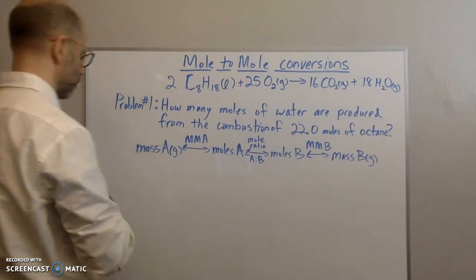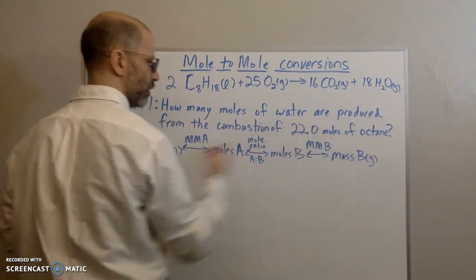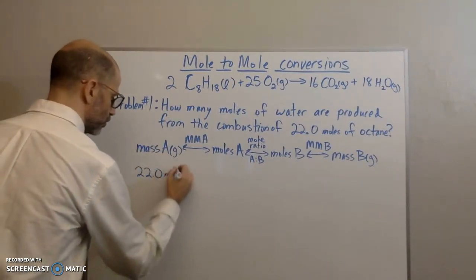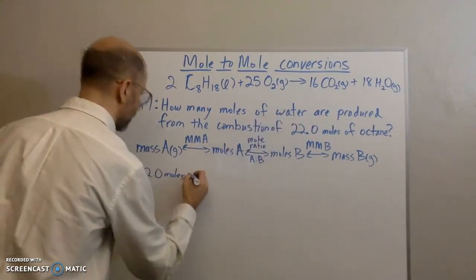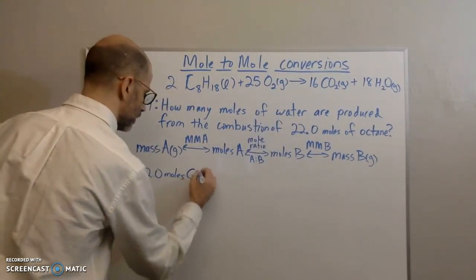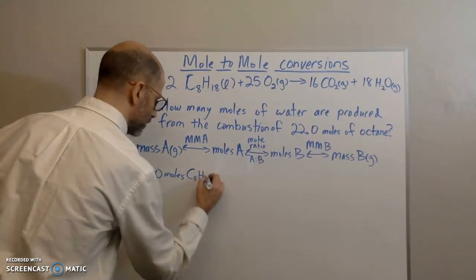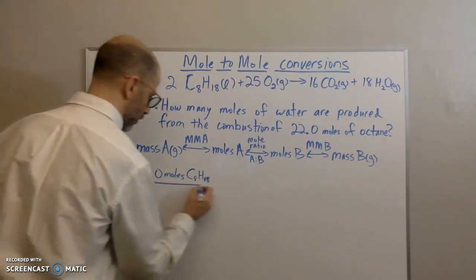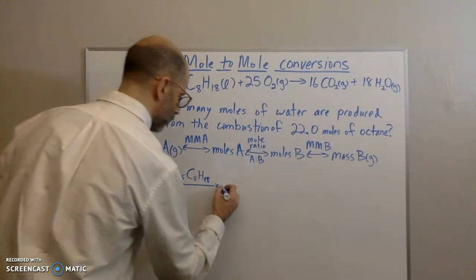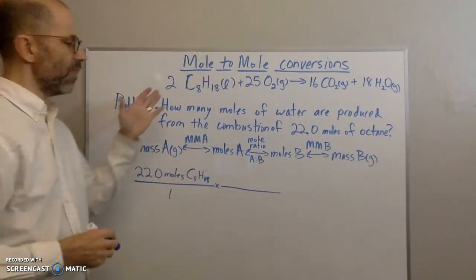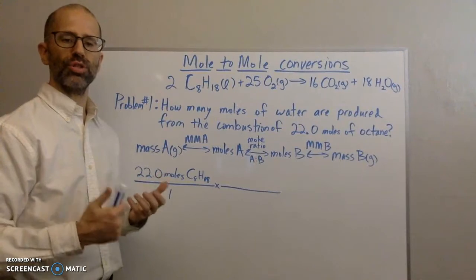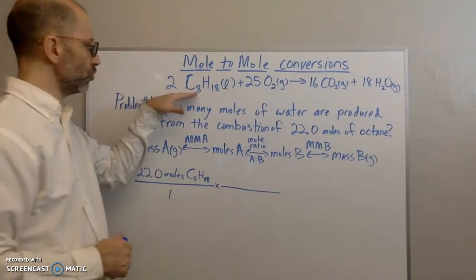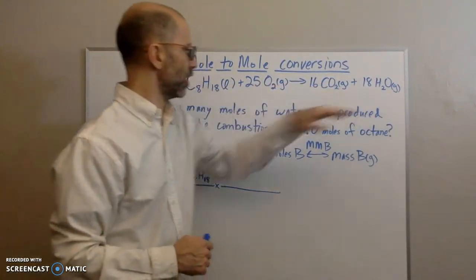So the way we want to set up the problem is start with what they give you, 22.0 moles. So we have 22.0 moles of our octane, C8H18. You don't need an I. So over 1. And we need a conversion factor. And so that's where the mole ratio comes in. We're going to use the mole ratio as a conversion factor so we can convert between moles of one thing and moles of the other.